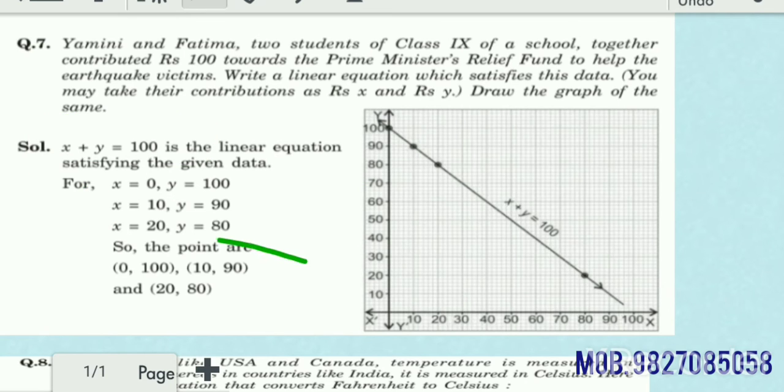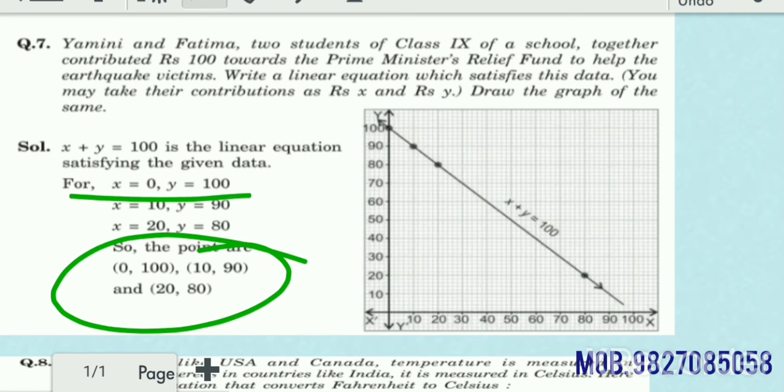So we get some points and draw the graph, taking firstly 0 and 100. So this is 0 and this is 100, first point. 10 and the value of y is equal to 90, second point. 20 and 80, this is the third point, and so on. And join these points. So this is the graphical solution of the given information.